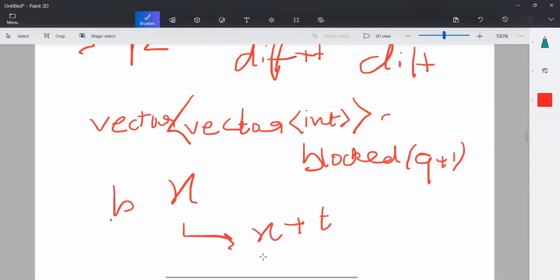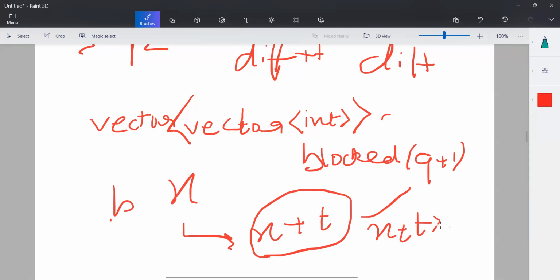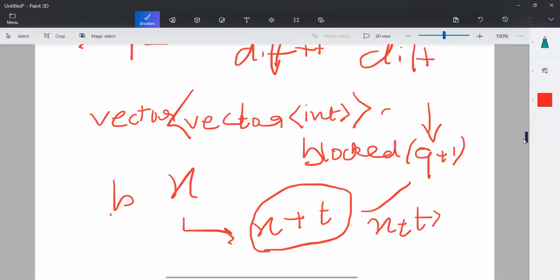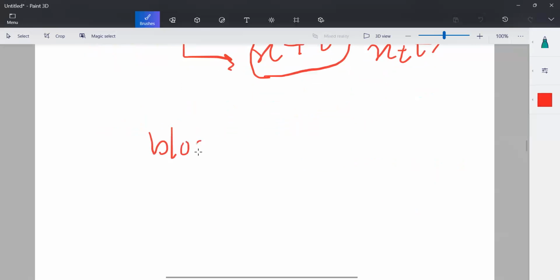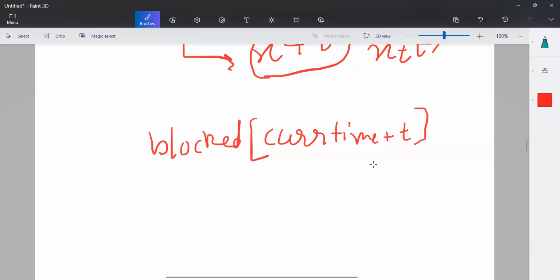Whatever thing gets blocked at time x is unblocked at x plus t. If this x plus t turns out to be more than q, then for all the remaining queries this character will remain blocked, so there's no point in unblocking it afterwards. Otherwise, I'll simply push this current position into blocked of whatever my current time was plus t, using push back with this current index, whichever got blocked, right?